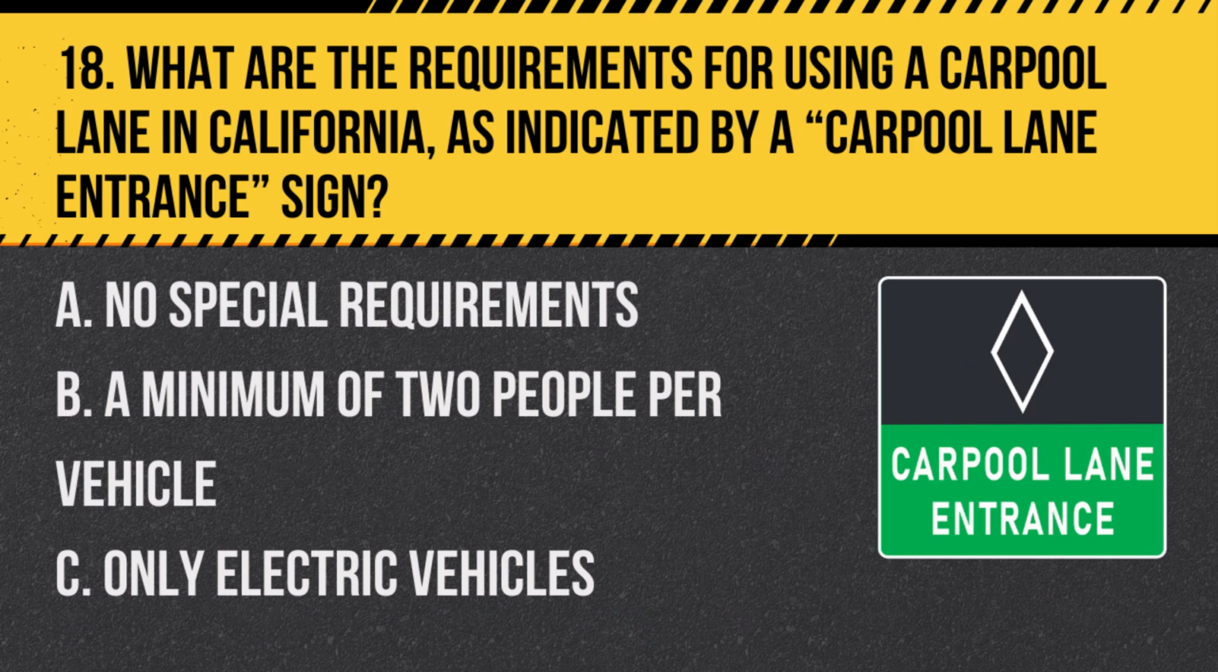Question 18. What are the requirements for using a carpool lane in California, as indicated by a carpool lane entrance sign? A. No special requirements. B. A minimum of 2 people per vehicle. C. Only electric vehicles. Answer. B. A minimum of 2 people per vehicle. To use a carpool lane in California, there must be a minimum of 2 people per vehicle.